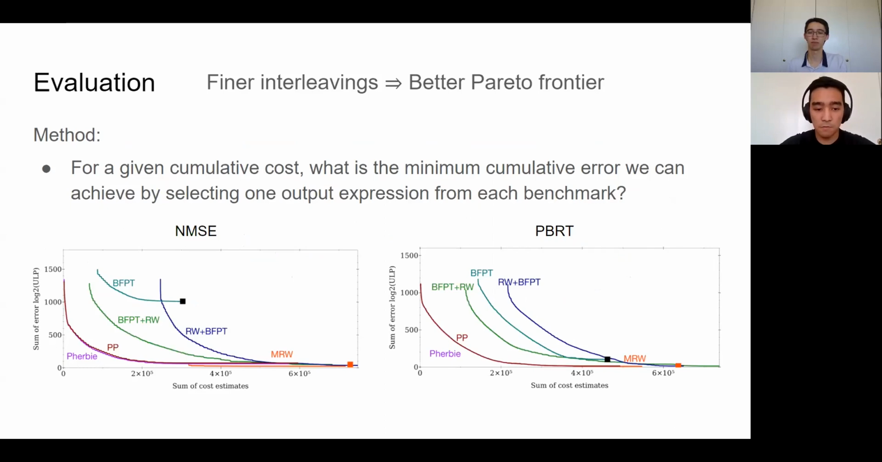So here are the results from the benchmarks. And these curves answer the question, for a given cumulative cost, what is the minimum cumulative error we can achieve by selecting a single output expression from each benchmark? And the important thing is, in both cases, the two treatments that interleave the techniques together produce better Pareto frontiers than the two treatments that chain the techniques together, or the single technique treatments.